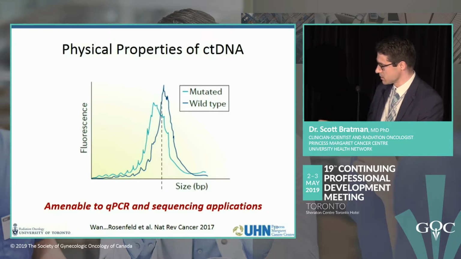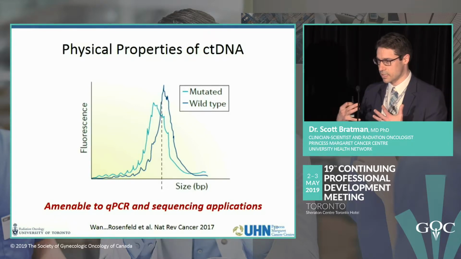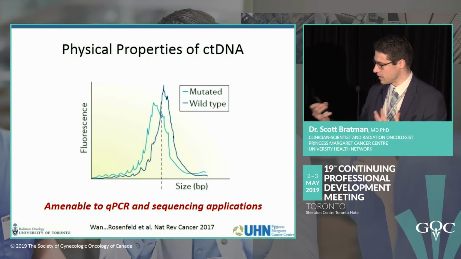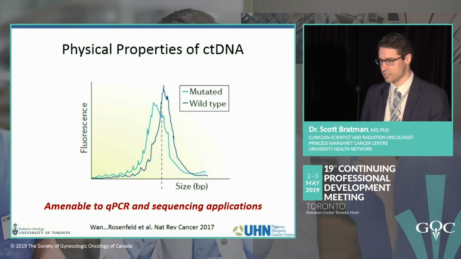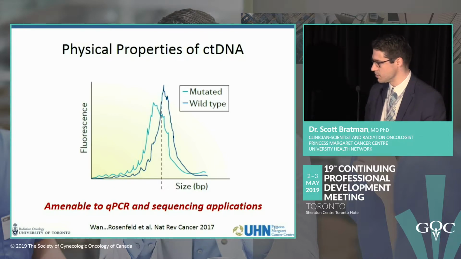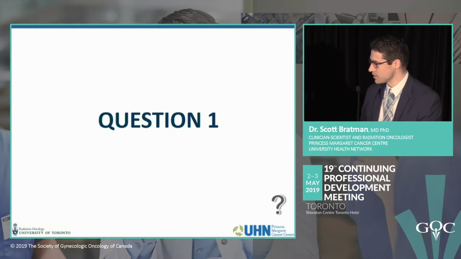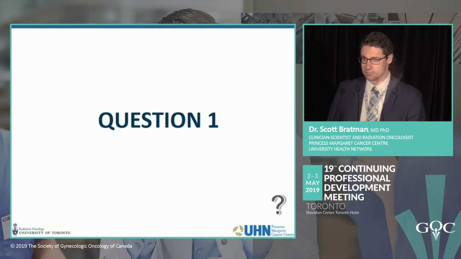And I also put this slide up because it's really important for detection of ctDNA and the analysis methods that I'll talk about in the next few slides. This particular size distribution is very amenable to PCR and sequencing applications, as you'll see. So that will bring us to question 1.